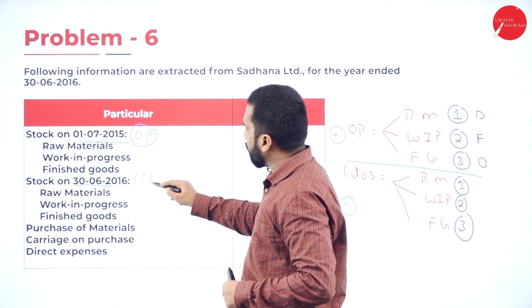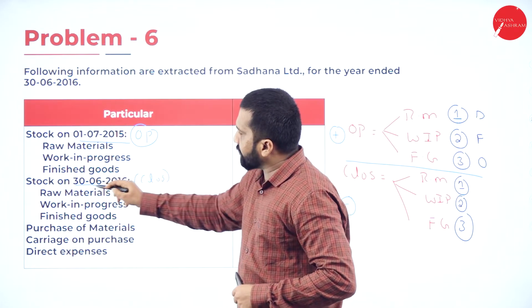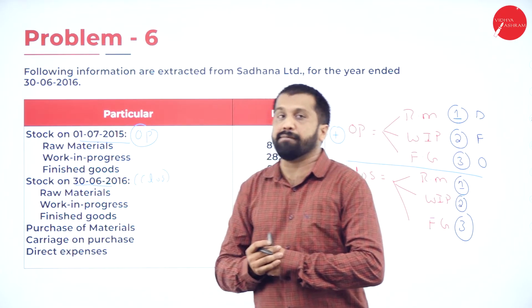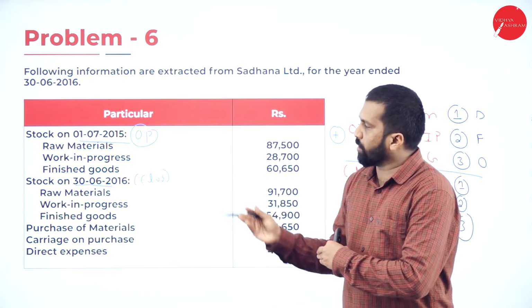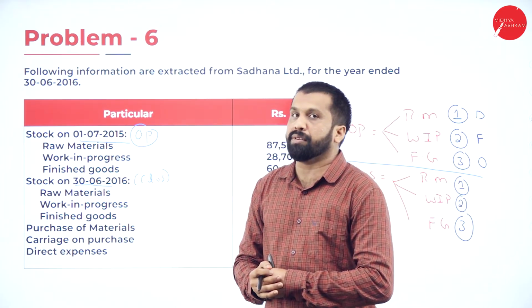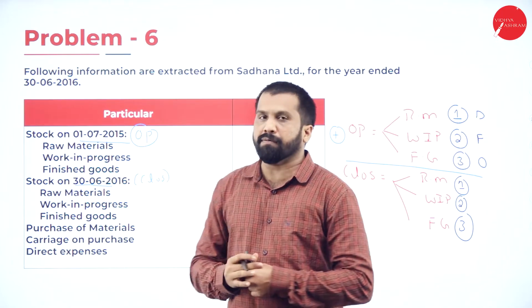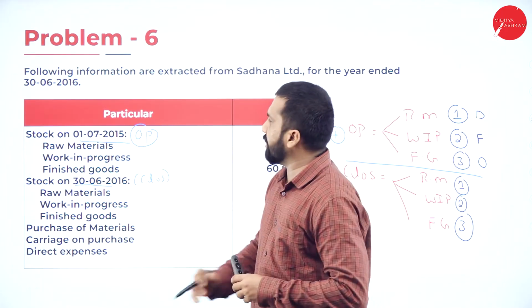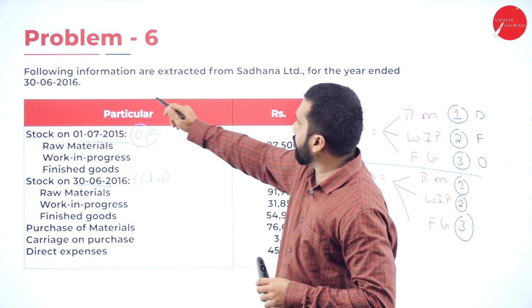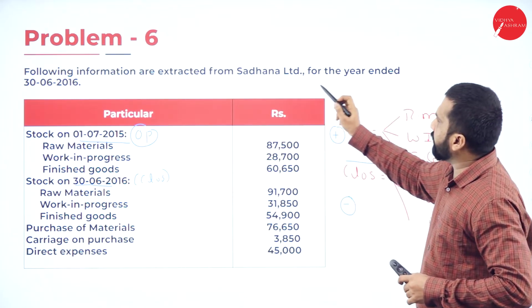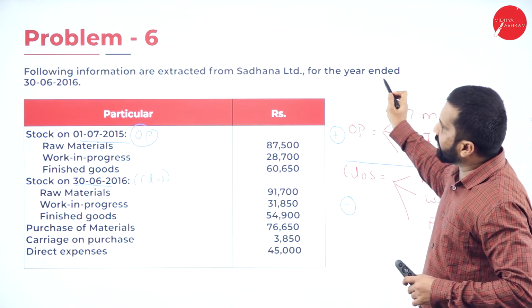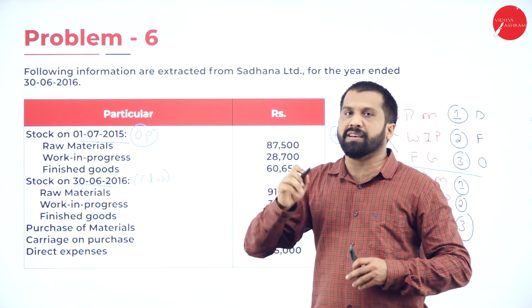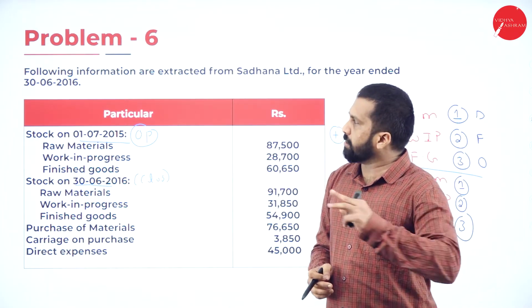30th/6/2016 means all are closing stock. Why is it 30th June? Why is it not 31st December? Why not 31st March? Because we are doing this problem for 6 months. The half year ending is called 30th/6. They have given the following information extracted from Sadhana Limited for the year ended 30th/6, when the year will end at 30th June.